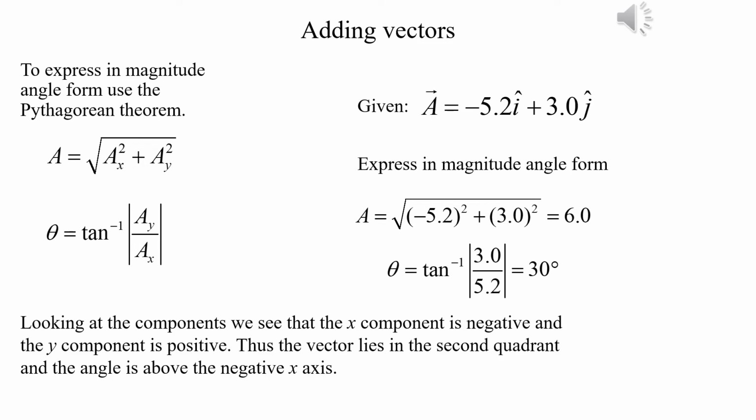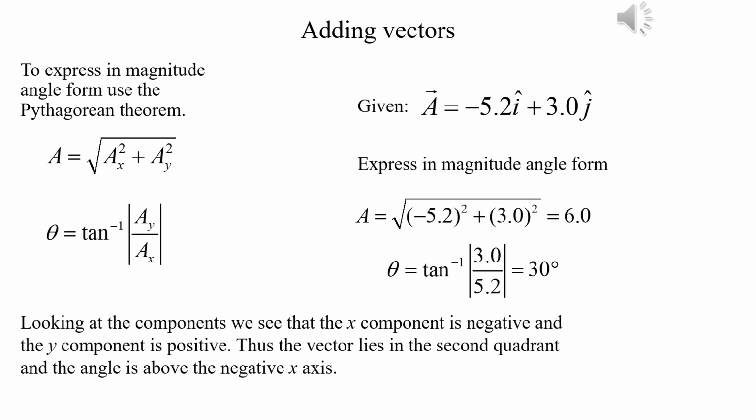Alright, so I ignore the negative sign on the 5.2 and I find the inverse tangent of 3 over 5.2, and that tells me plus 30 degrees. Now looking at the components, I see that vector A lies in the second quadrant. So that means my vector is going to be 30 degrees above the negative x-axis. Right. So now I have my vector in magnitude angle form. I know the magnitude of 6 and the direction is 30 degrees above the negative x-axis.